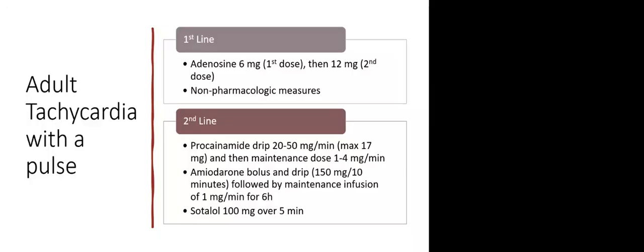ventricular arrhythmias. Amiodarone does have a higher risk of toxicity and some side effects, so it needs to be used cautiously, and we don't want to exceed the cumulative 24-hour dose of 2.2 grams in a 24-hour period. We're going to talk some more about amiodarone in just a bit.